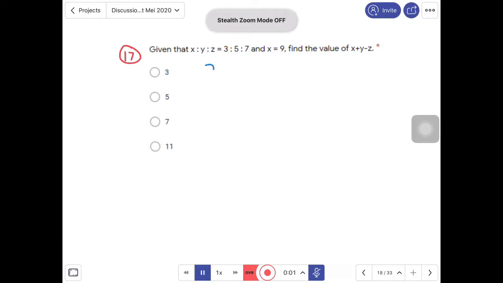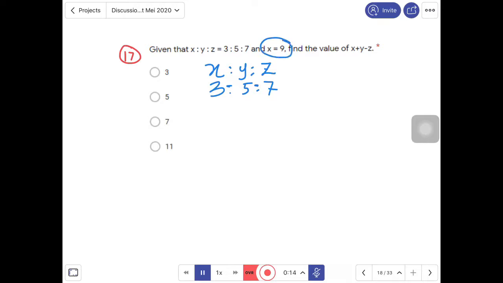You are given the ratio of x to y to z, 3 to 5 to 7, and then x equals 9. So from here you can see that if x equals 9, what will be the value of y and the value of z? So we can see that from 3 to 9 is multiply 3.